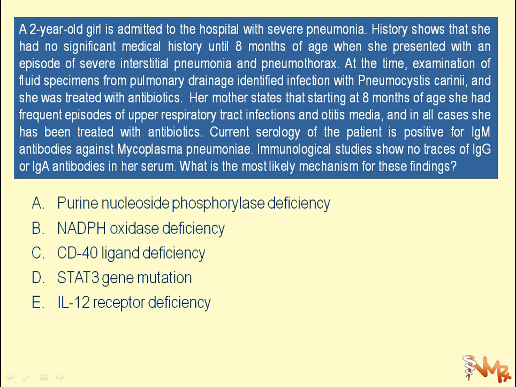Of course, test strategy tells me that I have to lump these answers into 2 groups. A and B are mostly related to phagocytic dysfunctions, and the best answer for this question most likely must be sought among the options C, D, and E. Let me give you the correct answer at this point, and the correct answer is CD40 ligand deficiency.